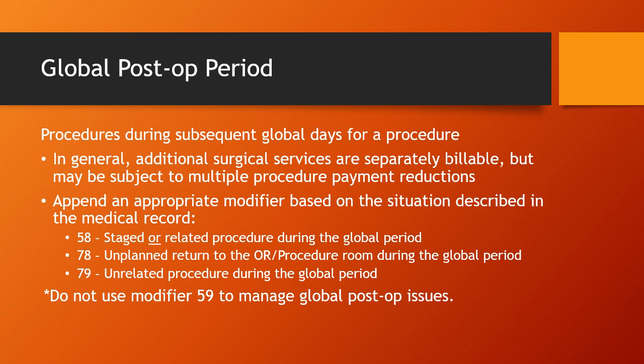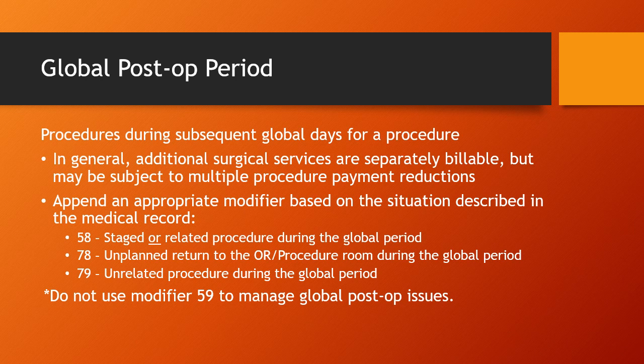And then I have my third modifier, my 79 modifier for an unrelated procedure during the global period. In general, we're talking about a procedure that has nothing to do with the first surgery or the reason for that surgery. So it's going to be on a different site, a different organ system, and so forth. That one's going to get a 79.